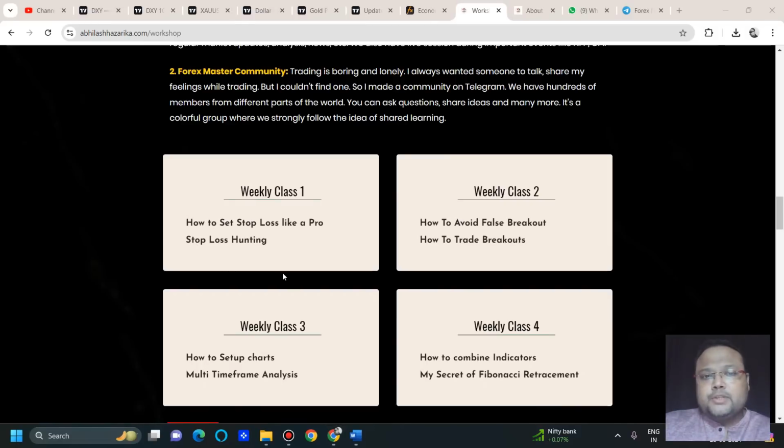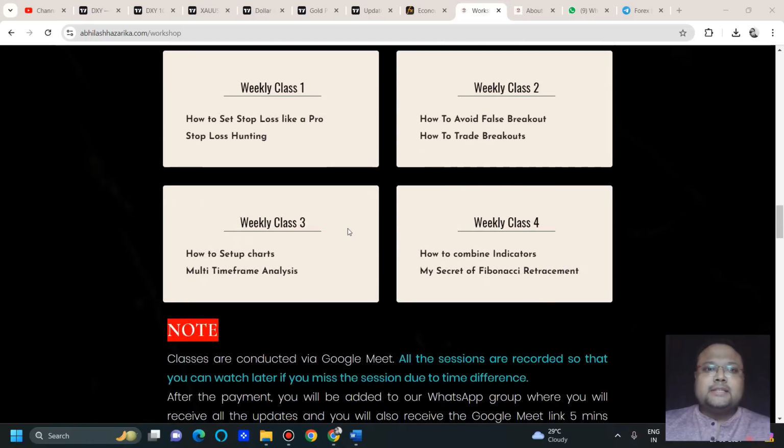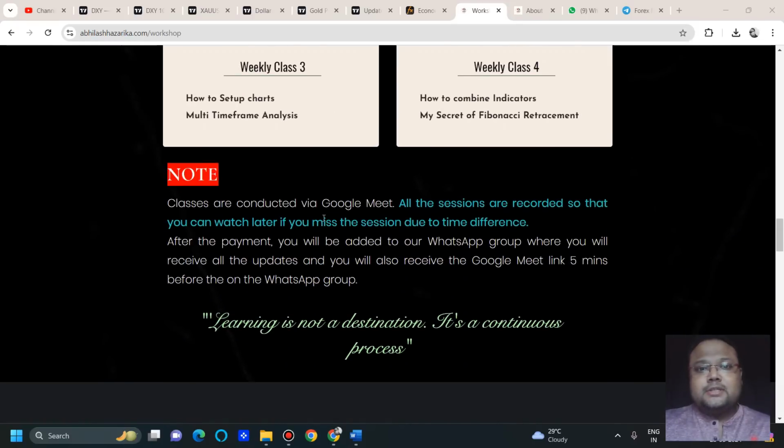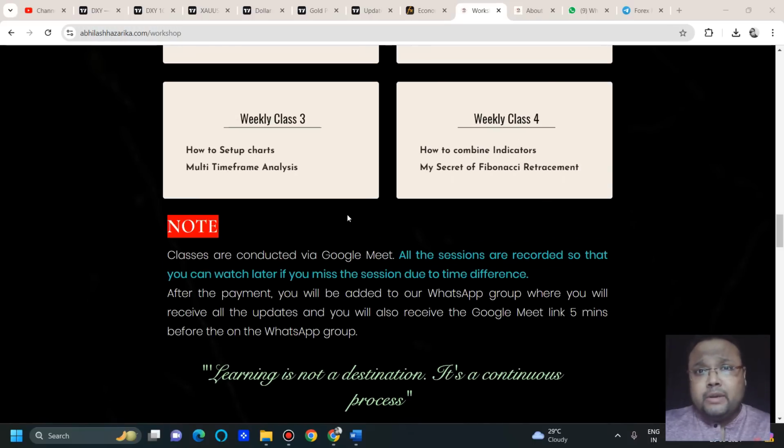And these are the topics of our weekly classes. I have chosen these topics carefully because in trading there is no end to learning. It is not possible for a trader to learn everything. Trading is a continuous process. But to start our journey, there are some core concepts that are very important for us. If you learn these, then you are good to go. These are the topics we will be discussing during our weekly sessions, and all the sessions are conducted via Google Meet. If you're unable to attend due to the time difference, no need to worry, I record everything.